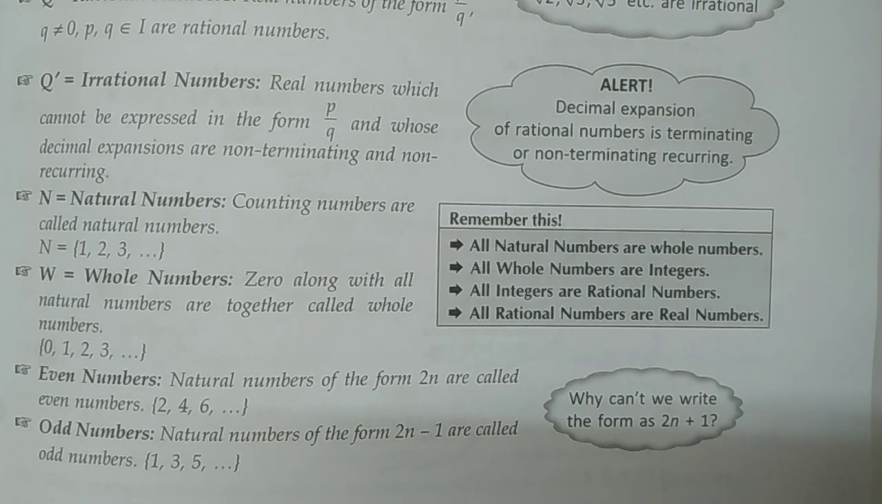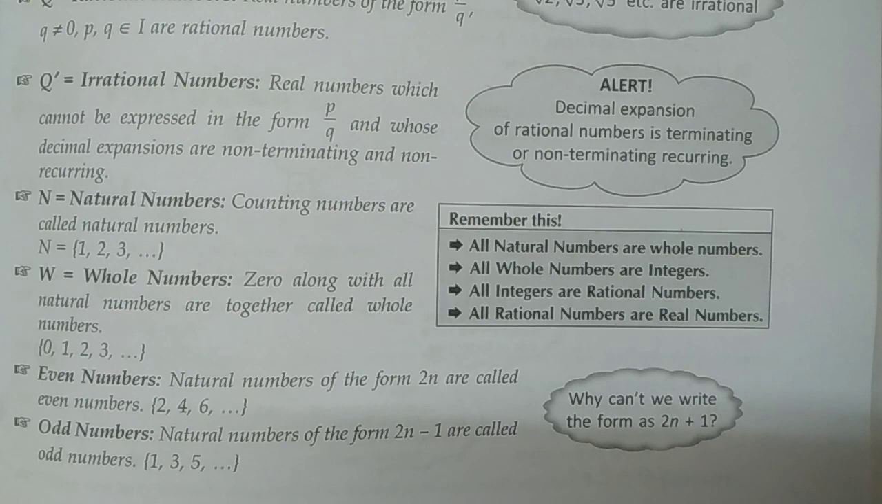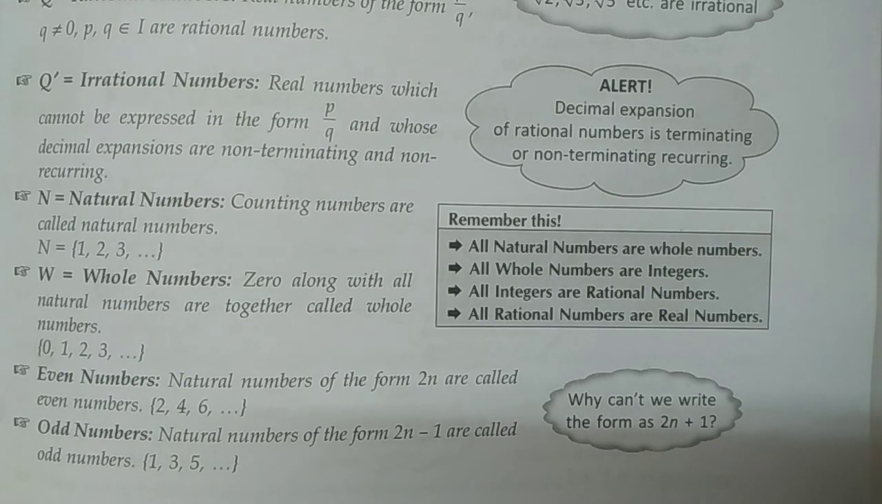And when we are talking about odd numbers, natural numbers of the form 2n minus 1 are called odd numbers. If we are talking about 2n minus 1, it is called odd numbers. So odd numbers start with 1, 3, 5, 7, just like that it will continue. We can count them as odd numbers.